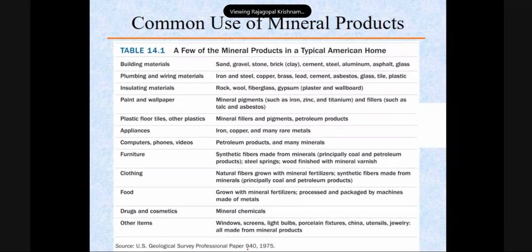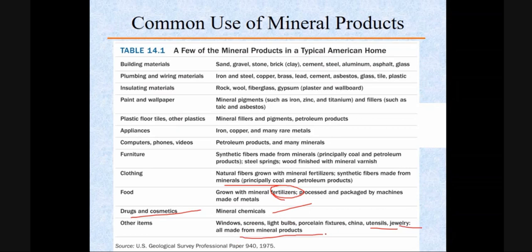Plumbing, wiring, insulation, paint, plastic floor tiles, appliances, what we use for domestic purposes, computers, furniture, food, especially fertilizers. The fertilizers we use have to have a lot of minerals. In drugs also, cosmetics, okay? And there are a number of other things: utensils, jewelry. Jewelry is very important. A number of things.